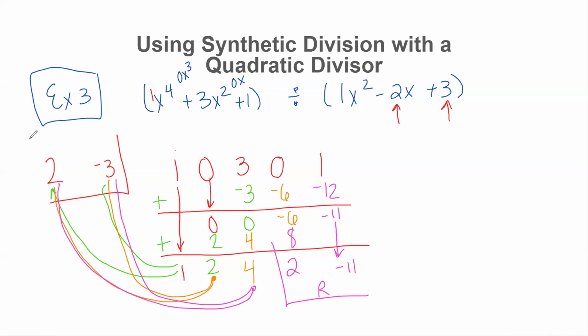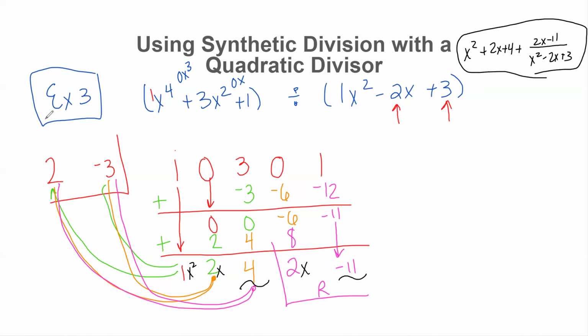And again, it's a 2 remainder because it's a linear remainder. So this one's a constant, give him an x. Constant x squared. So up at the tip top right, I'm getting a final answer of x squared plus 2x plus 4 plus a remainder of 2x minus 11 over the original divisor.